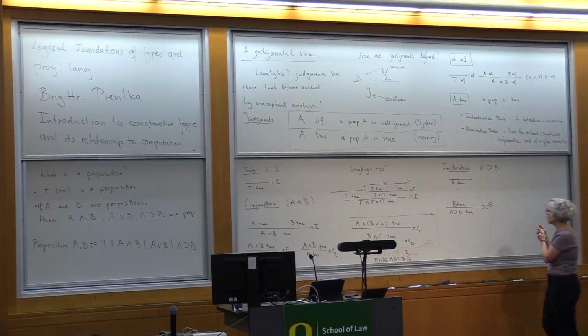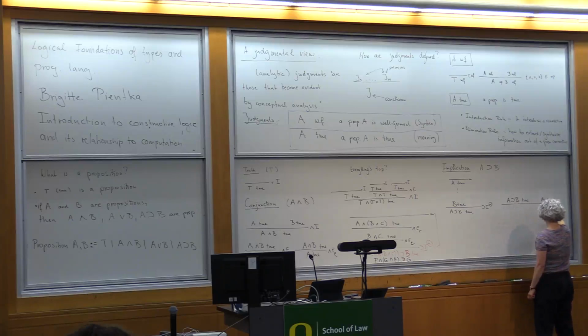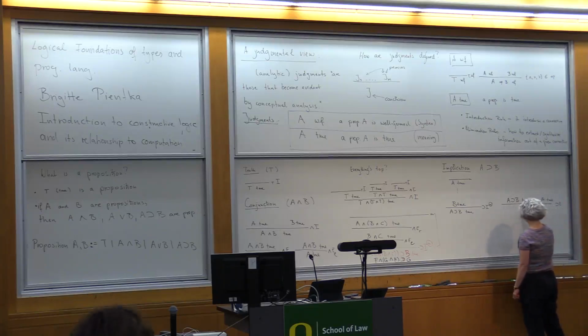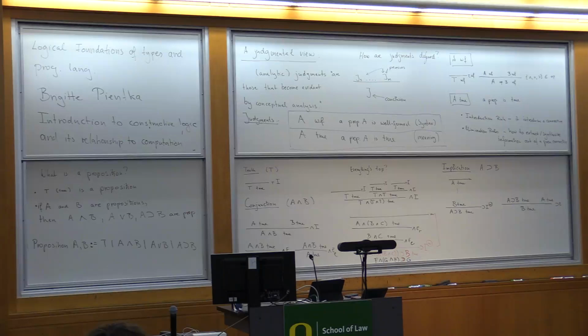And what is the elimination rule for it? The elimination rule says, if you have A implies B is true, and you have A is true, then we can conclude B is true. That is how we get the information out of this implication, namely that we can extract that B is true.